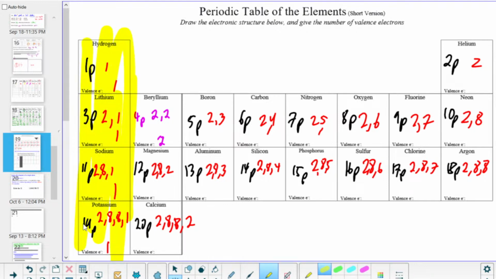Does anybody know what a column of elements is called? That one has a specific name, but what's it called in general? A column of elements. A row? Other than that, yeah? Is it a group? It can be called a group. Yeah. It's a family. Because they all share similar characteristics.